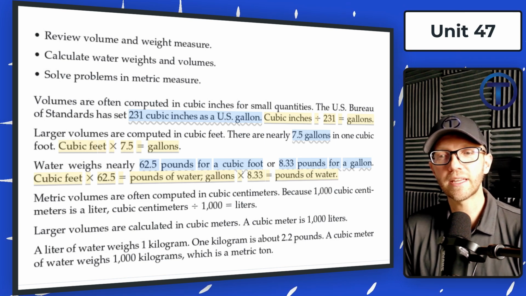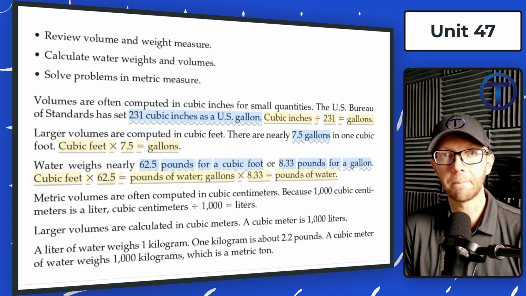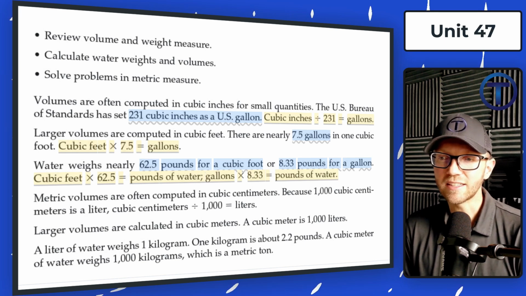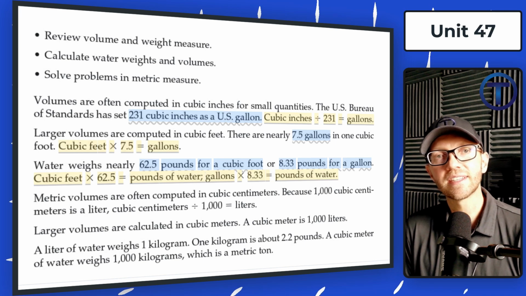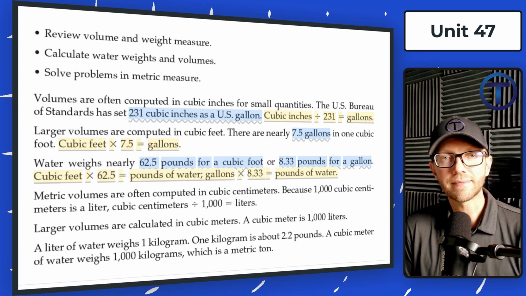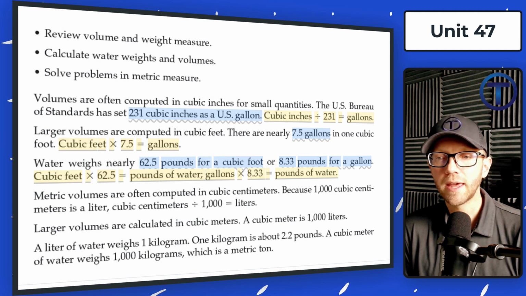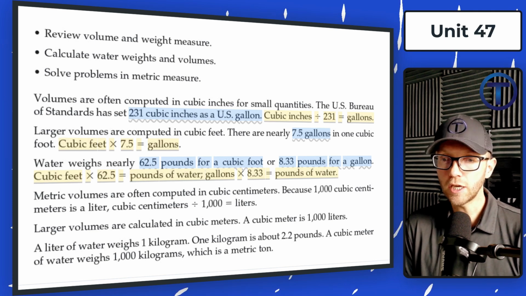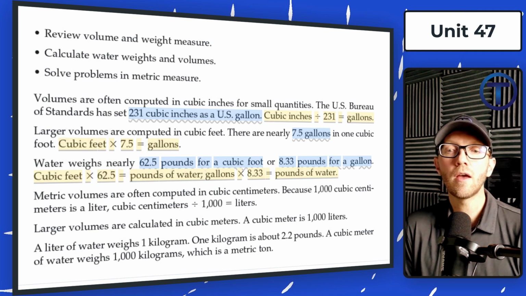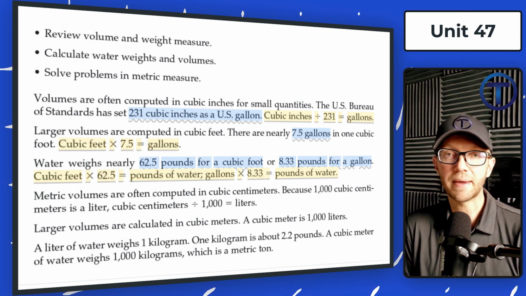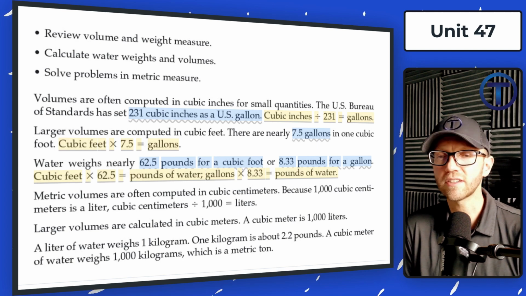Larger volumes are calculated in cubic meters. So we're talking like big volumes of water. A cubic meter is 1,000 liters. A liter of water weighs 1 kilogram. Once again, very convenient. 1 kilogram is about 2.2 pounds. A cubic meter of water weighs 1,000 kilograms, which is a metric ton. You see how metrics just come together?